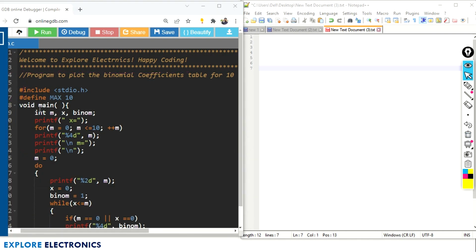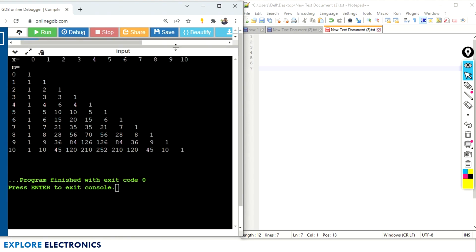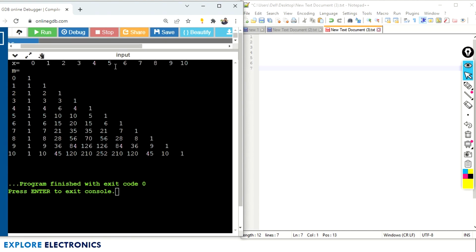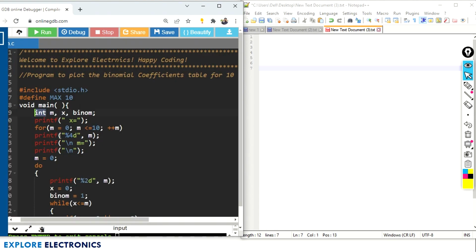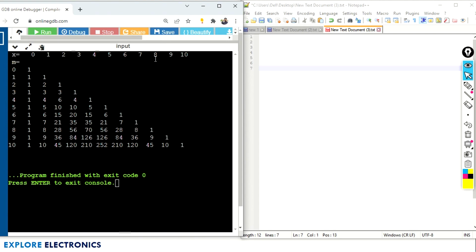Now the program begins with void main, and we are defining our variables. We just saw in the table that we need m, x and binom. These are of the type integer. Now we need to print x. Here you are seeing x values. We need to print it from 0 to 10. So we are just iterating with m and then printing it. We are printing it with 4-digit space. That's why we are getting spaces in between the numbers.